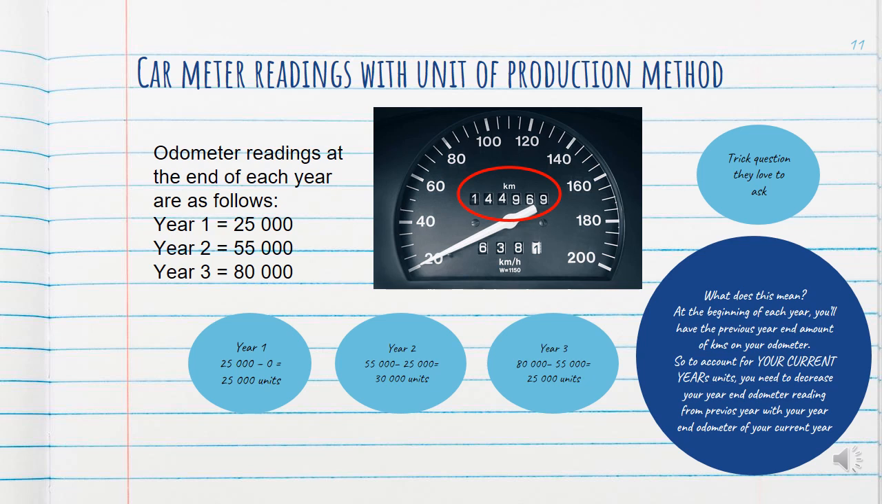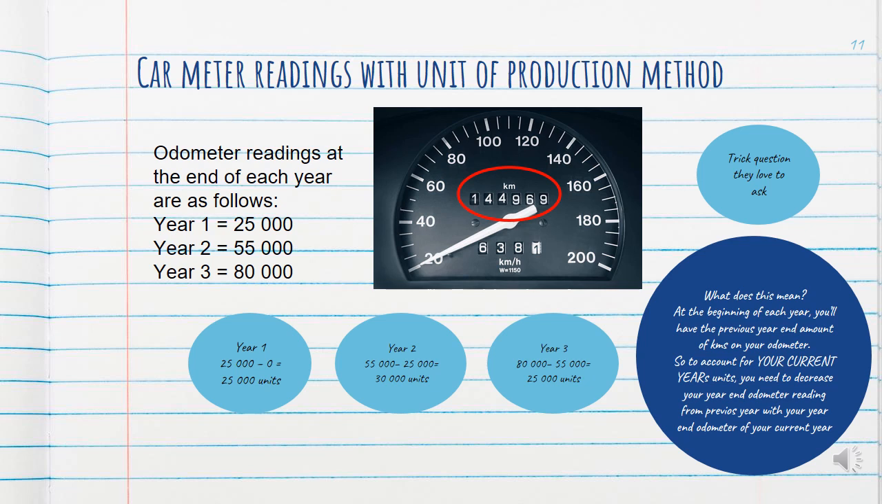But now when it comes to year 2, we have to take that 55,000 that we had at the end of year 2, and we need to minus the 25,000, because obviously we didn't drive that 25,000 in that year. We drove it the year before. So we take the 55,000 minus the 25,000, which means that we drove 30,000 kilometers in year 2. We did not drive 55,000. We drove 30,000, which is 55 minus the 25,000.